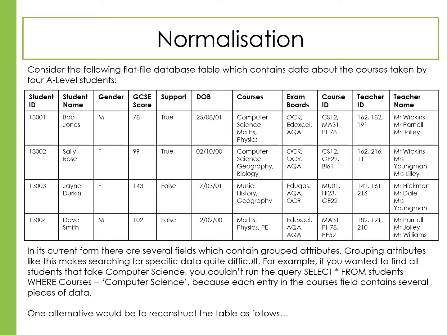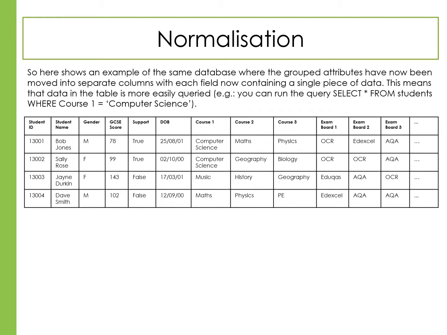If you wanted to find all the students that take computer science, you couldn't just run a query. And in this instance, the SQL would look like select star, which is the wildcard, so selecting all from students, where the course equals computer science. You couldn't do that because the course actually contains several pieces of data. So one alternative would be to reorganize this file as shown in the next image.